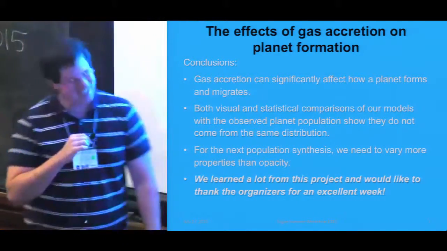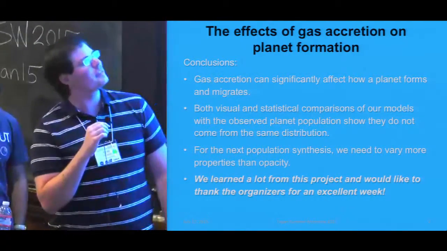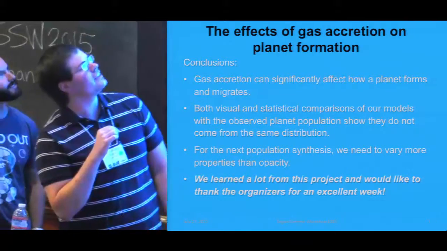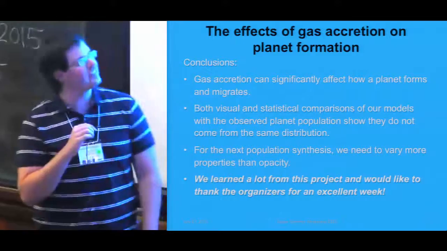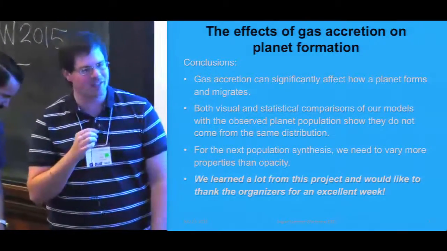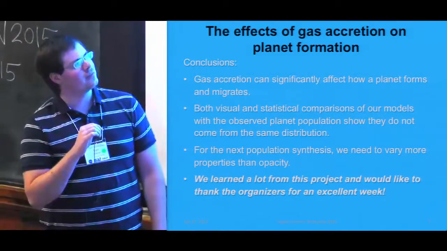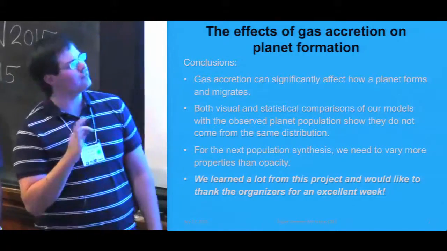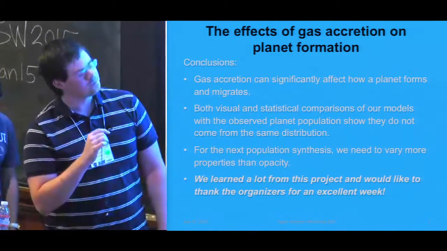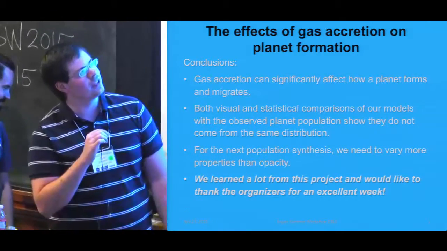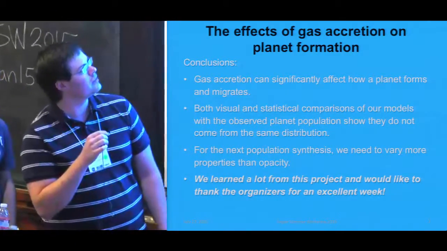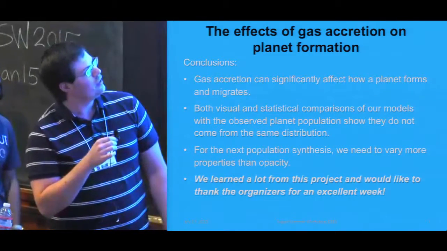And so here are just a few things we learned and some conclusions about how gas accretion affects planet formation. First of all, gas accretion can significantly affect how a planet forms and migrates. As you can see, every planet parameter we changed affected how far in the planets were migrating. Both visual and statistical comparisons of our models with the observed planet population show they do not come from the same distribution.